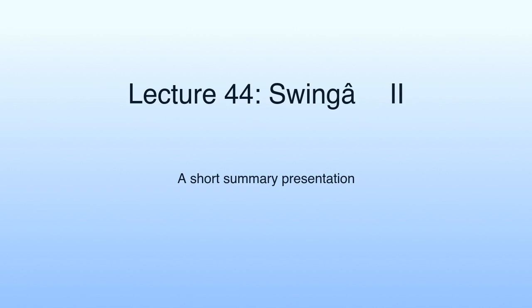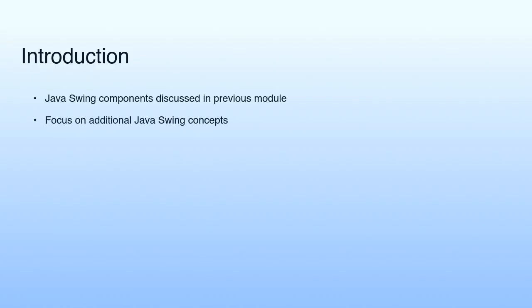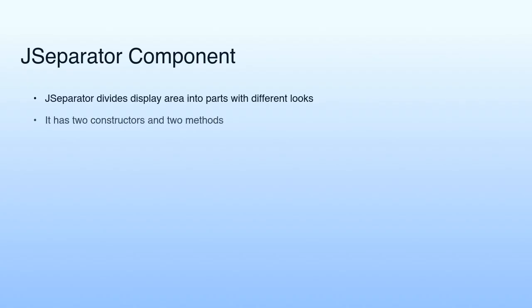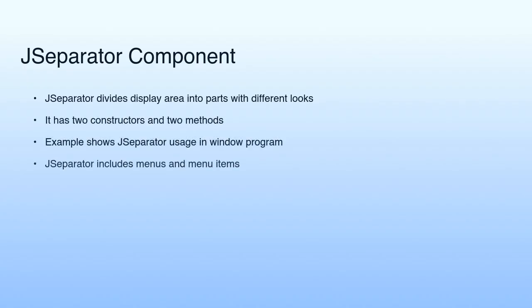Lecture 44 Swing II. Our discussion today focuses on additional Java Swing concepts beyond the components covered in the previous module. The JSeparator component divides the display area into distinct parts with different looks, and a simple example demonstrates how to use it in a window program with menus and menu items.